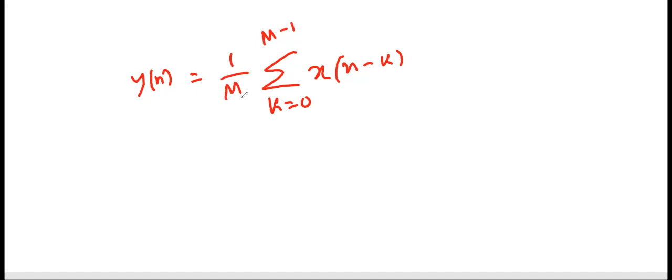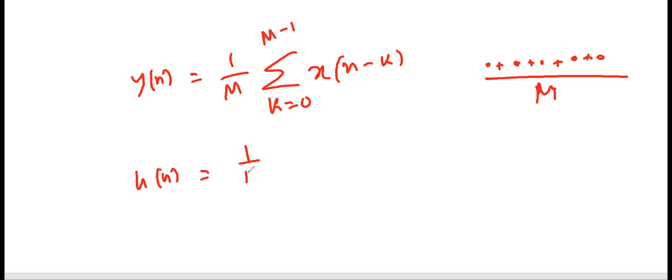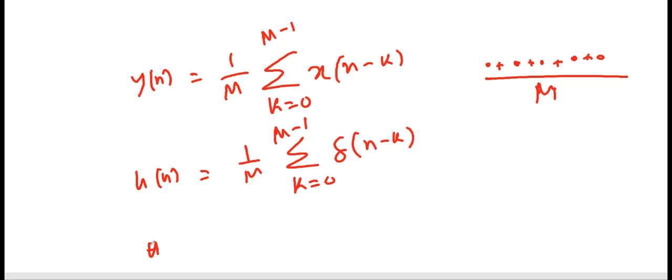What the system actually does, it adds M number of samples. You have M number of samples, you add those, and then you divide by that number M. That is the M point moving average filter. Very simple. From there, you can find the impulse response of this. Of course, for the impulse response, you need to replace your input with a delta function, delta[n-k].